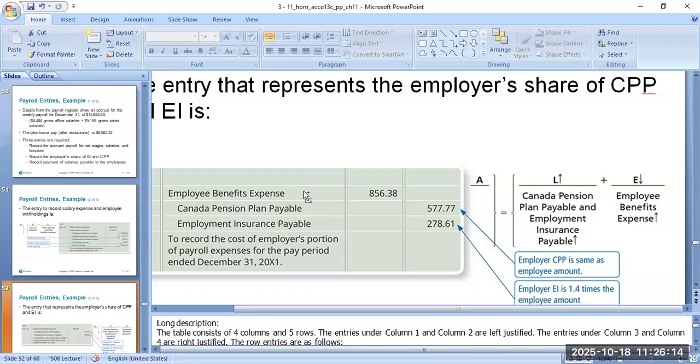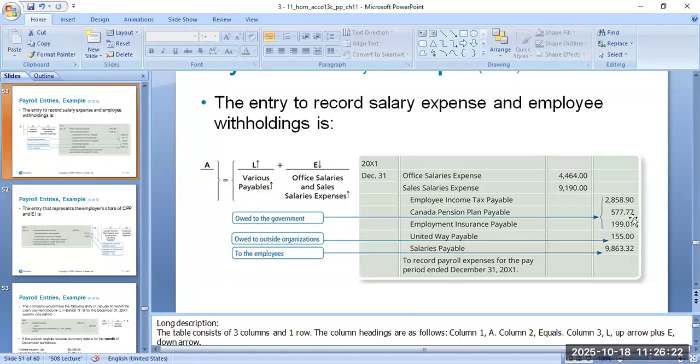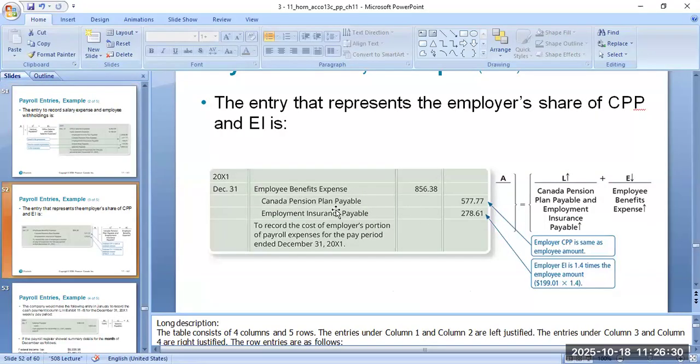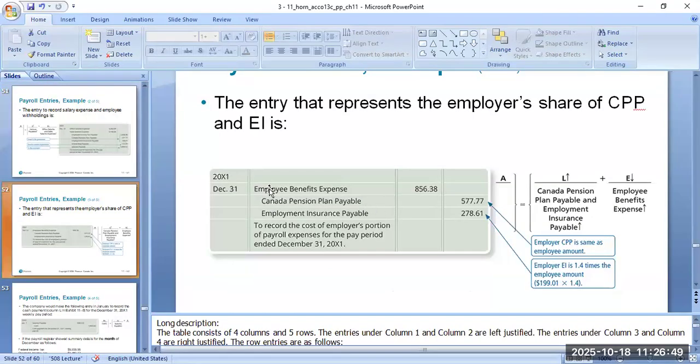Now, the next thing the employer has to do is to show the matching Canada Pension Plan for the same amount. That was 577.77, and employment insurance 199.01 times 1.4. So we're going to have here Canada Pension Plan 577.77 and employment insurance 199.01 times 1.4, that one. This is the employee benefit expense. So for the employer it will be office salary expense, sales salary expense, plus the employee benefit expense.